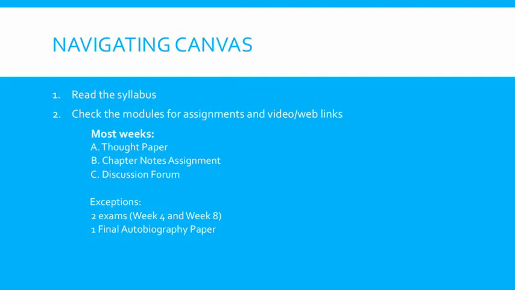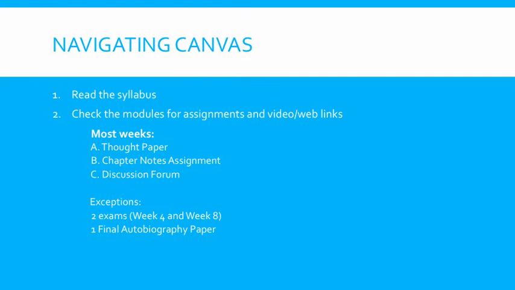Most weeks, what will be required is that you will complete a thought paper. You will also complete notes over the chapters, and then thirdly, you will participate in a discussion forum. Now let me go over that a little bit more clearly. The thought papers are basically one-page double-spaced papers that allow you to think critically about a specific concept or theory that has been discussed over the past week. Make sure you read your textbook first, choose a topic, and then you can apply that concept or topic to your own life. More directions related to these thought papers can be found in Canvas.